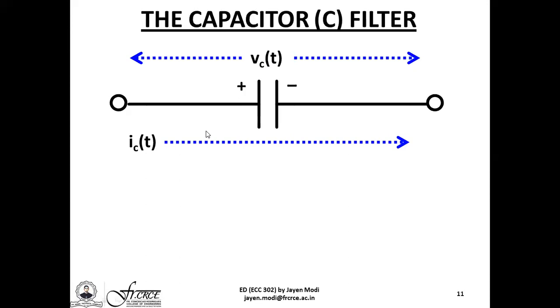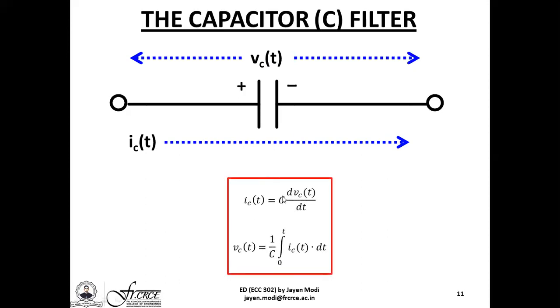The equations that govern Vc of t and Ic of t are as follows. You have Ic of t is equal to C dVc of t by dt, meaning that the current passing through the capacitor is proportional to the rate of change of voltage across it. Now, this equation clearly means that if the voltage across it is DC, then the current will be zero because the derivative of a constant term will be zero. So this explains the reason why capacitors block DC, but they allow AC to pass.